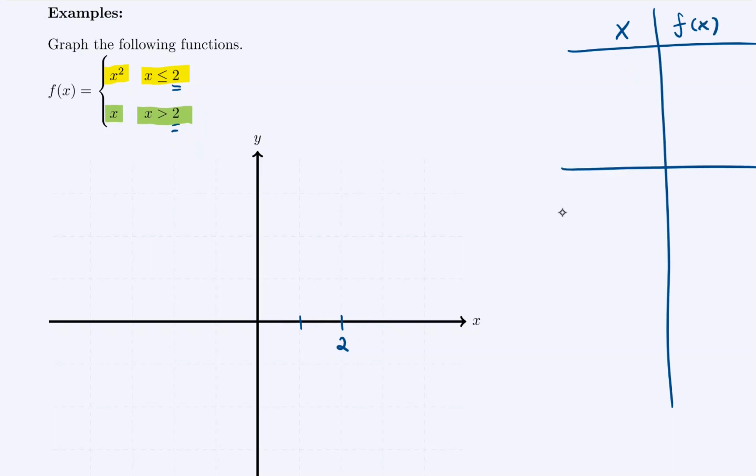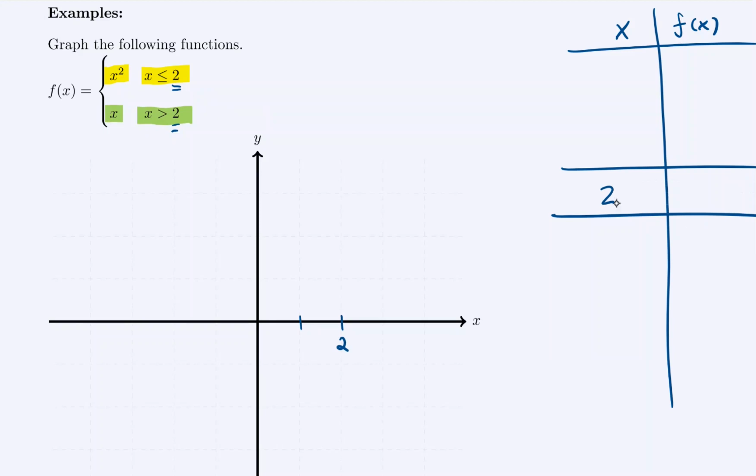So 2 is definitely going to be part of it because that's kind of where the function changes over. If you can imagine a relay, whenever they pass the baton, that's kind of what's happening here. The function acts like x squared all the way up to 2, and then at 2 it changes hands, and then it starts acting like the function x for all values greater than 2.